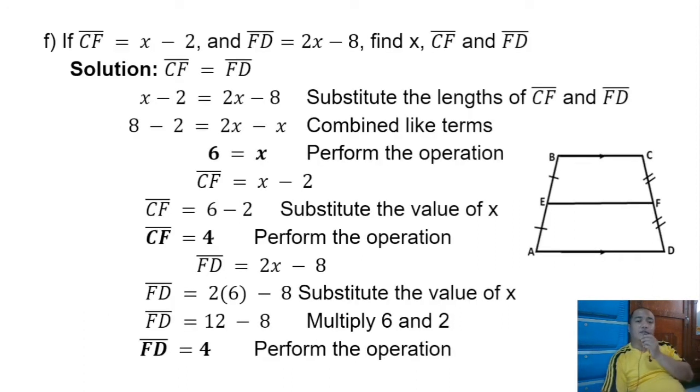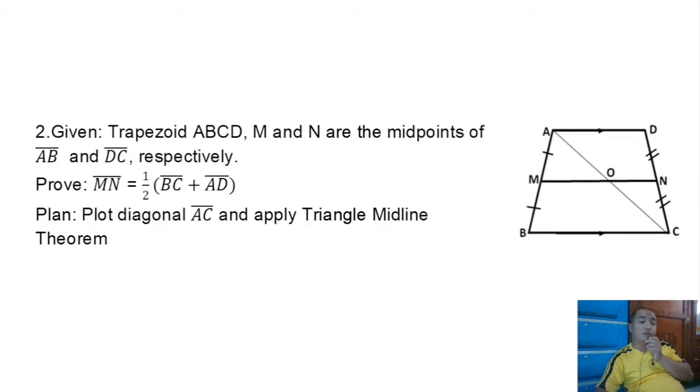So, dito sa letter F. So, equal yung CF and FD. So, x minus 2 is equal to 2x minus 8. So, negative 8 dyan, pupunta sa left side, magiging positive 8. 2x minus x equal to 8 minus 2. Therefore, x is equal to 6. So, you can now solve for CF and FD. CF is 4, while FD is 12 minus 8, 4. So, as you can see, they are equal. CF and FD are both equal to 4 units.